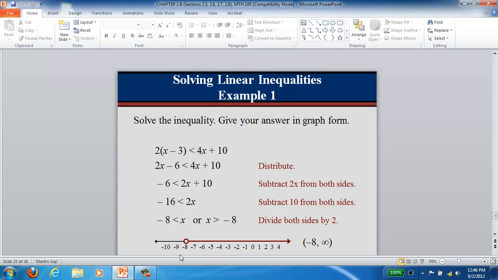You go to the -8, you use an open circle or a parenthesis, and the arrow is to the right. Interval notation is -8, comma, infinity. Again, both parentheses.